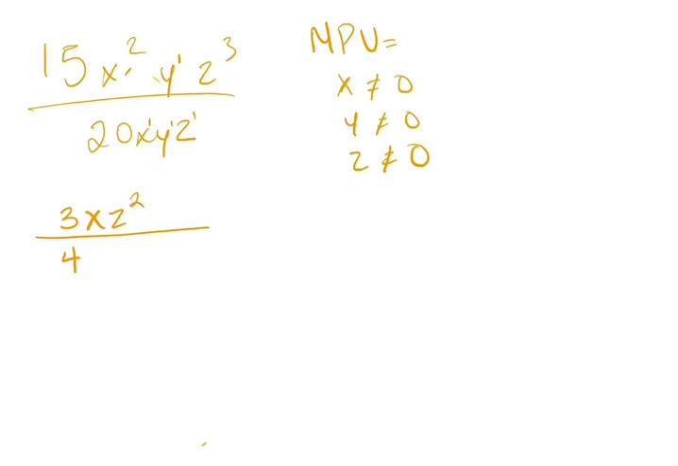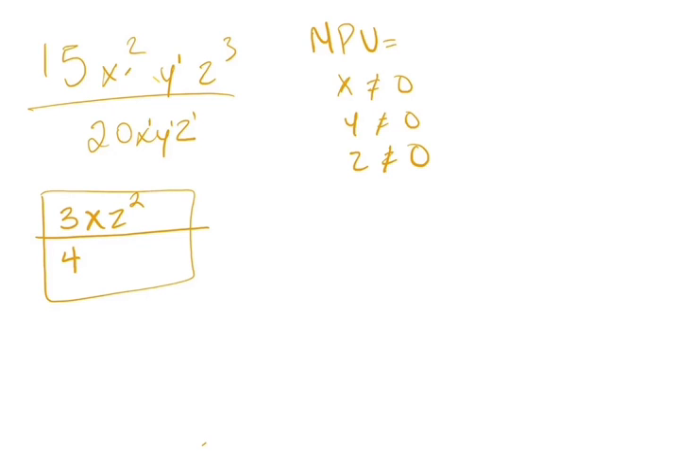The bottom is going to be left alone because the top had the bigger exponent. So that's pretty much it when it comes to simplifying rational expressions. Let's do another one.